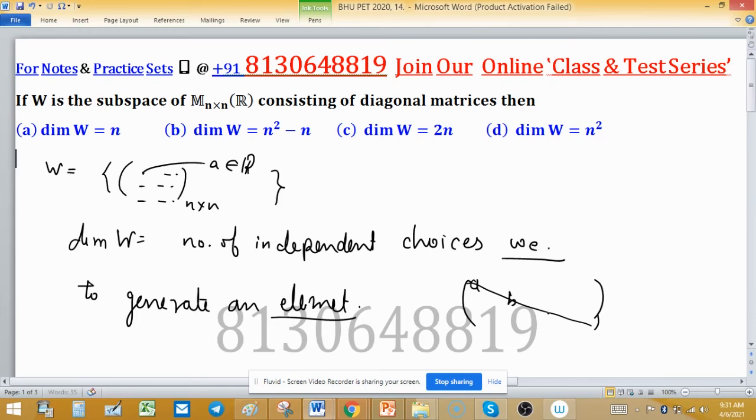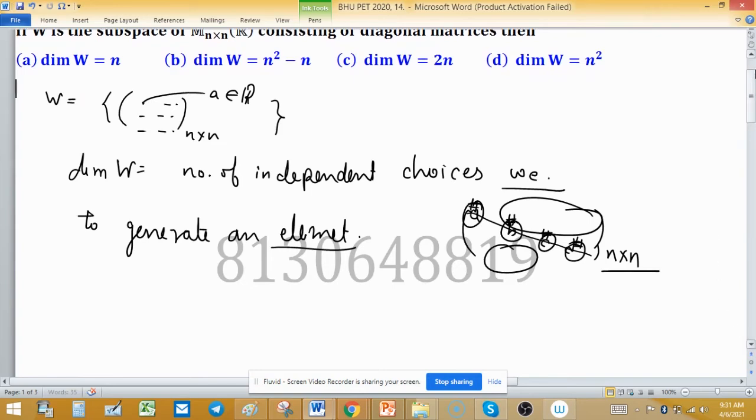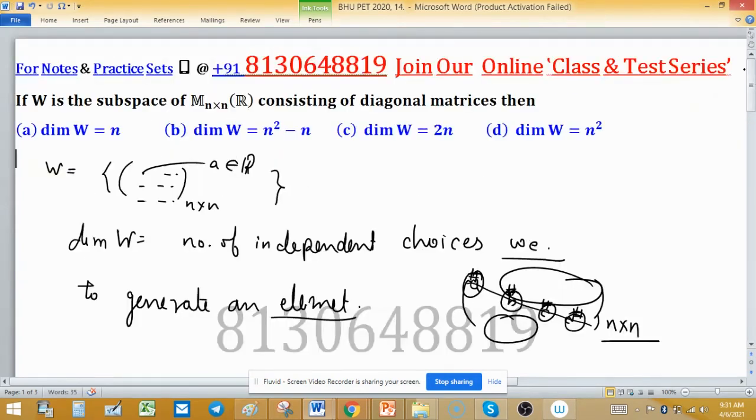So suppose A, B, C, D, E, F, G, these are the entries. They may be 0 or non-zero. Meaning we have independent choices only these. Other entries are 0, so I put a big 0. So how many? Because the size of the matrices is n by n, we have n independent choices. So the dimension of W is n. If you have studied linear algebra in earlier classes, then you can directly put the answer. So option A is true.